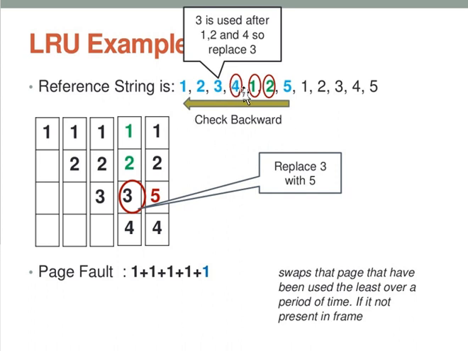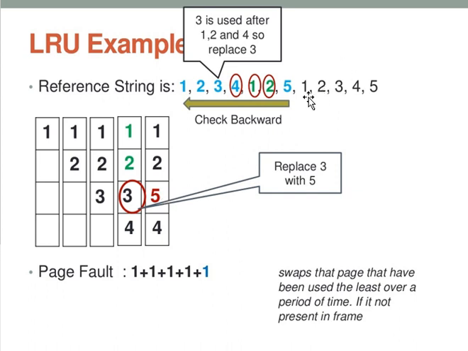So we have to replace the page number 3 by a page number 5. So here we replace page number 3 by page number 5. Sorry, in the page 3 is replaced by the page number 5. So now we check for the next page.